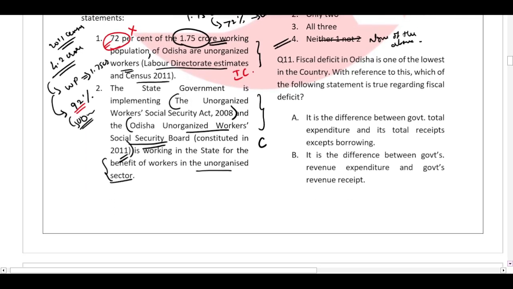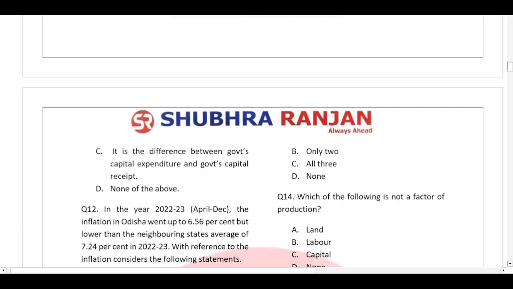Question number 11. Fiscal deficit in Odisha is one of the lowest in the country. With reference to this, which of the following statements is true regarding the fiscal deficit? So the question is asking about the fiscal deficit concept. It is the difference between government total expenditure and its total receipts except the borrowing. It is the difference between government's revenue expenditure and revenue receipts. It is the difference between government's capital expenditure and capital receipts, and none of the above.